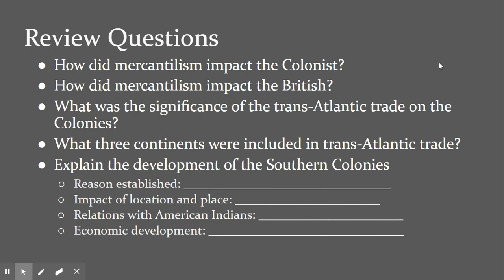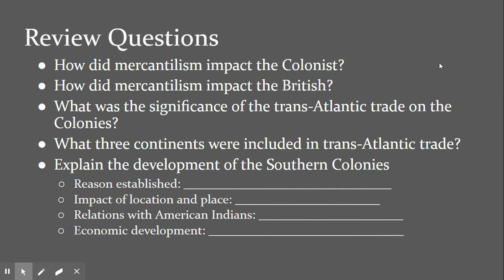Okay, so review questions: how did mercantilism impact the colonists? How did mercantilism impact the British? So for us, it made us weaker and poorer. For the British, it made them richer. What was the significance of the transatlantic trade on the colonies? We sent raw materials, and they paid us little bits of money. It gave us something to do. What three continents were included in the transatlantic trade? Europe, Africa, and North America.